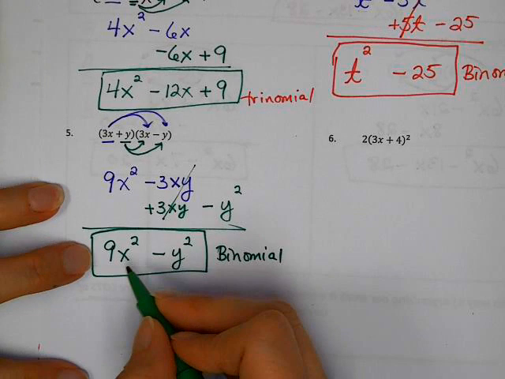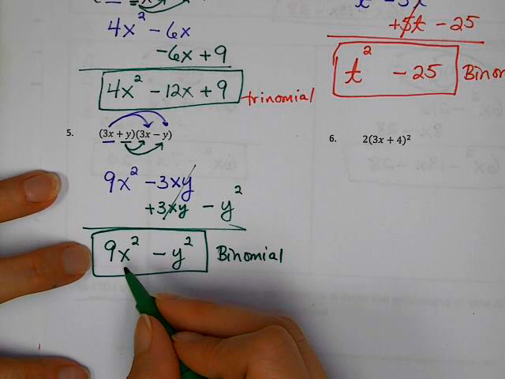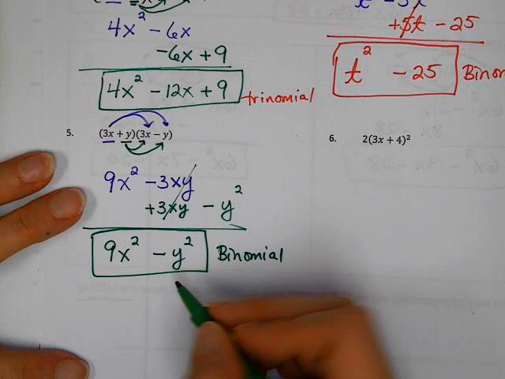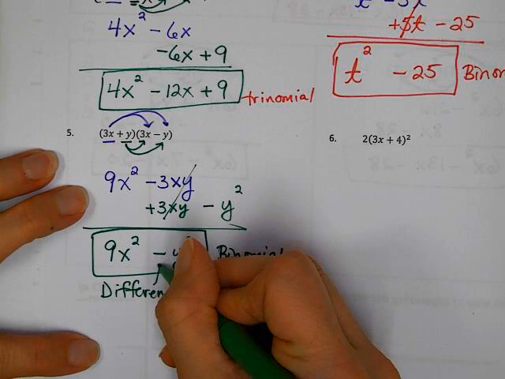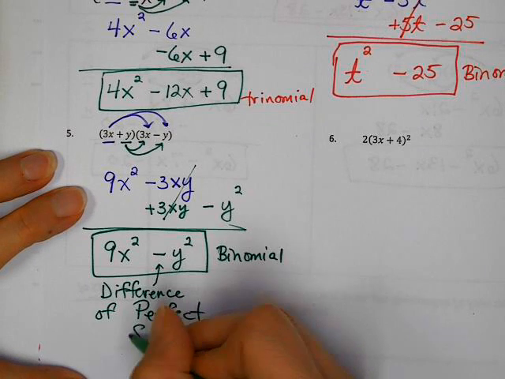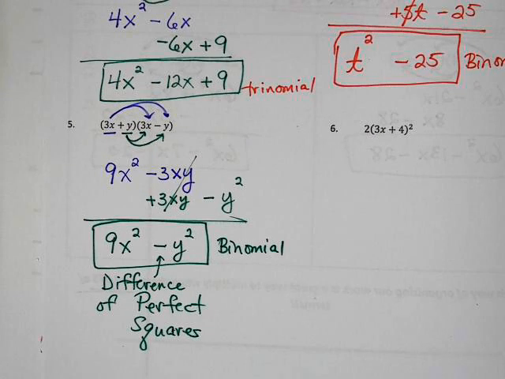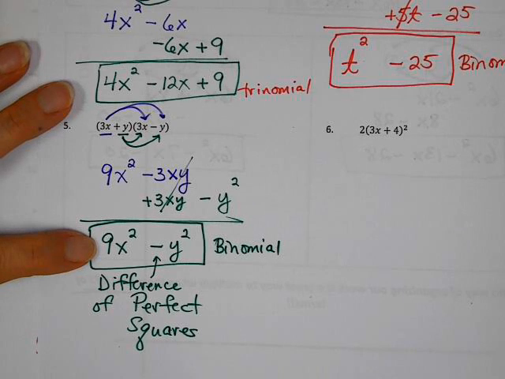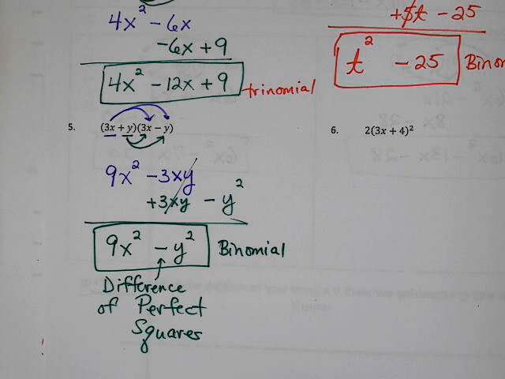Okay, in fact, it has a special name. This is a perfect square, and this is a perfect square because this is 3 times 3. This is x times x, and this is y times y. All of these are perfect squares. We call this a difference, because that's a minus sign, of perfect squares. Perfect squares means it's a square number. 9 is a perfect square because it's 3 times 3. 16 is a perfect square because it's 4 times 4. Okay, 20 is not a perfect square.